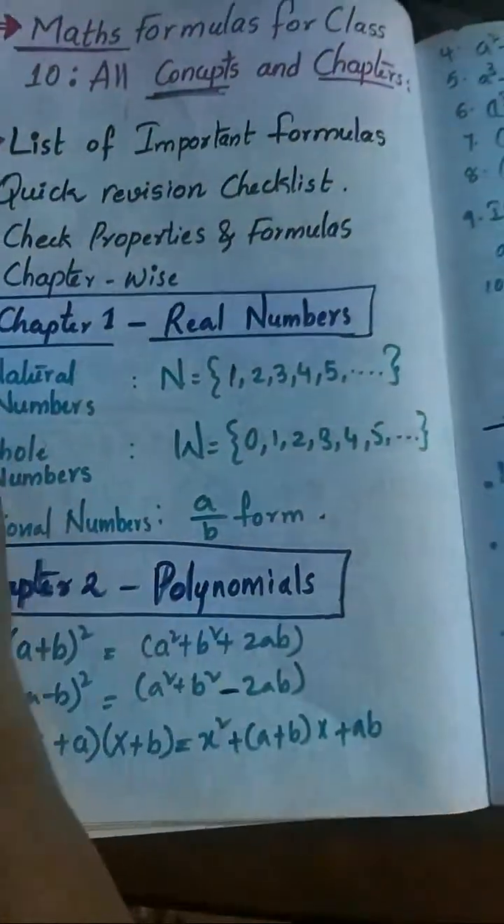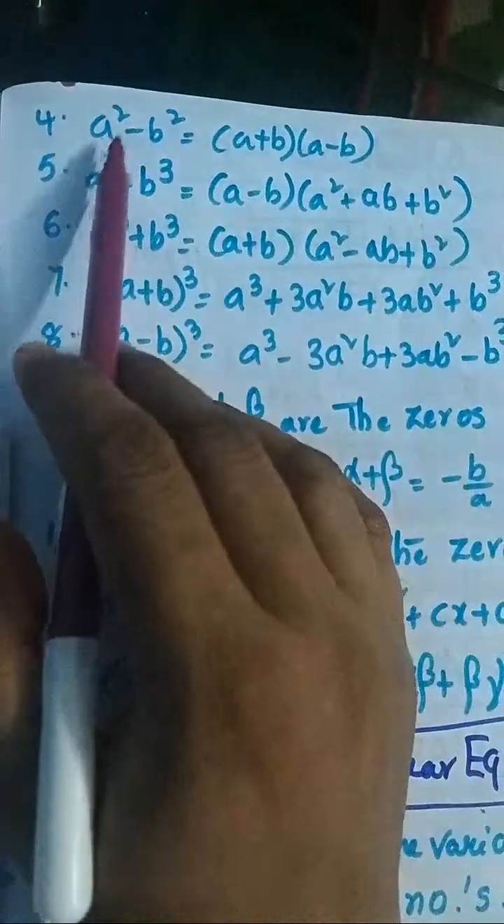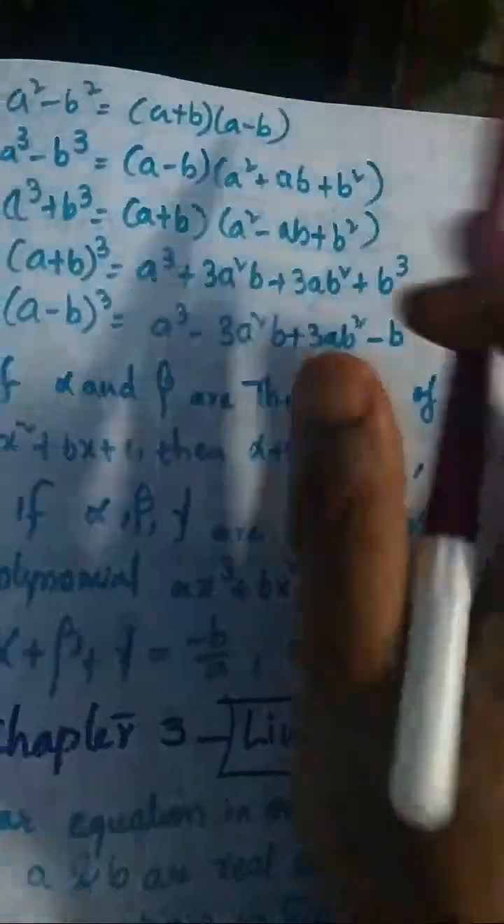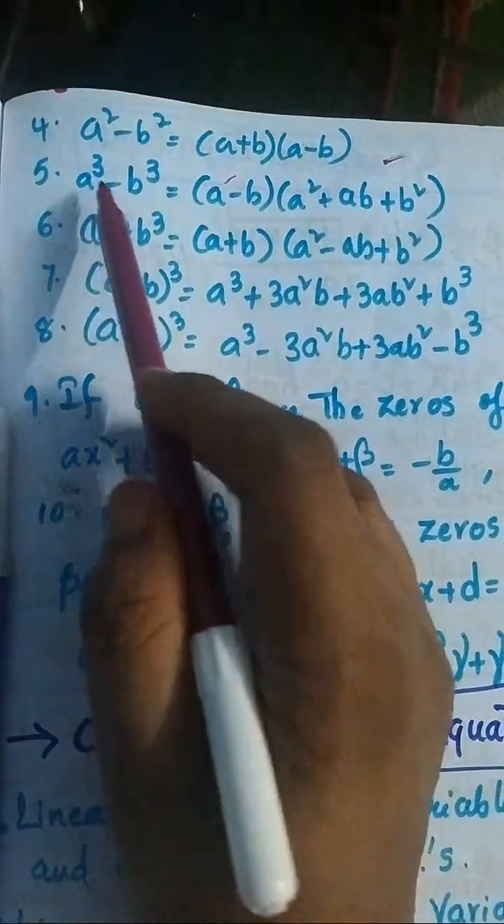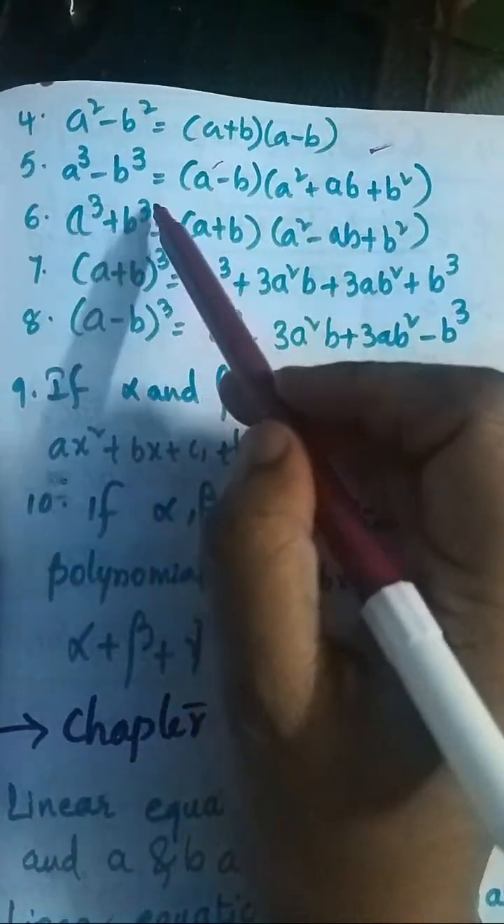These formulas are very important. In every chapter I have important formulas here. So see, children, a square minus b square. What is a square minus b square? (a plus b)(a minus b). Okay. Now a cube minus b cube, and a cube plus b cube here.